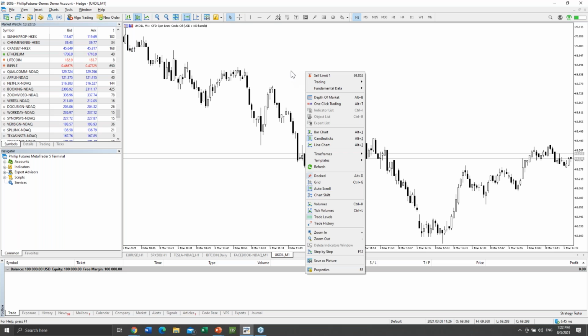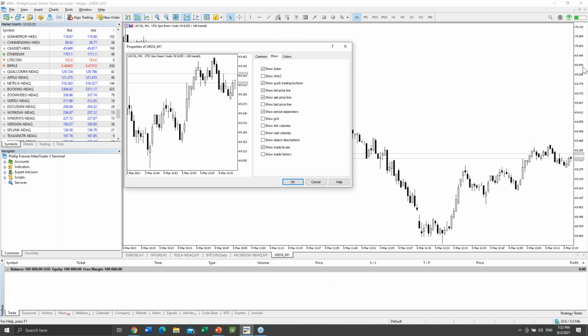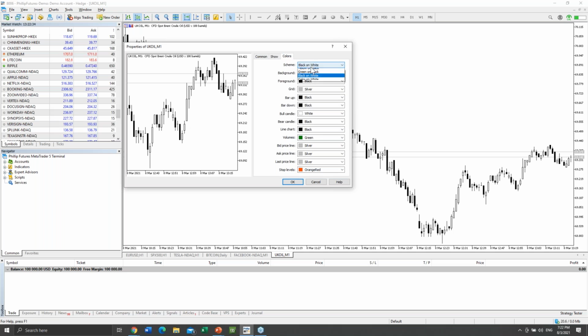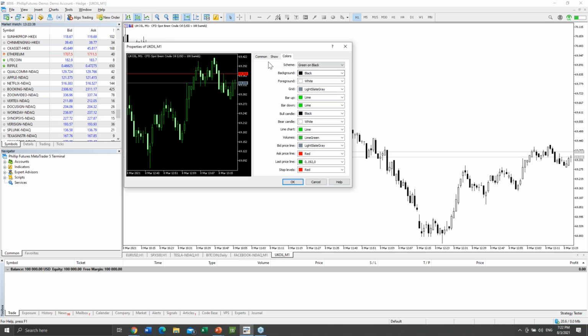So in the charting panel, I simply right click, and there are many options for me to select. But let me just click straight on properties. Right after I select properties, you can see that there is a pop-up window which helps me to adjust the different look and feel of the panel. So here, let me just change this for you. Let's say I prefer it to be green or black.